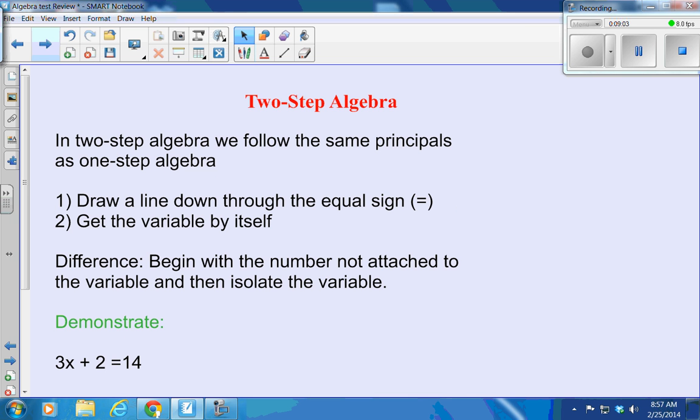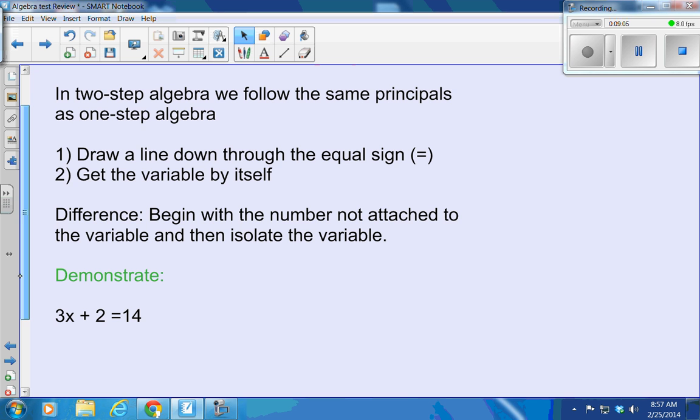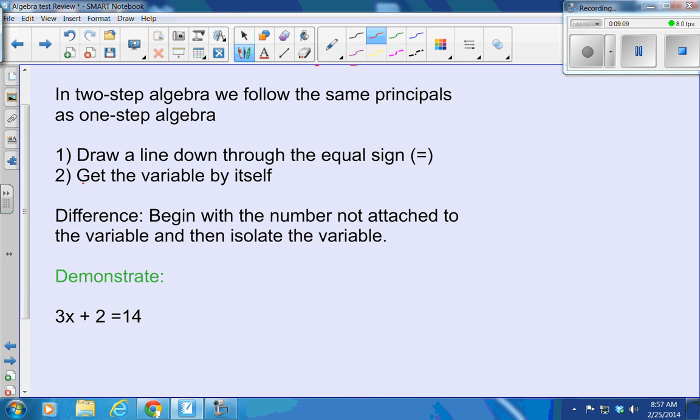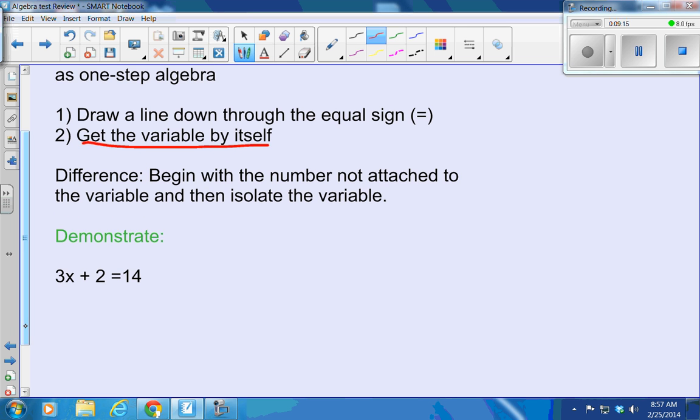For two-step algebra, again, draw your line, and then get the variable by itself. All algebra, get the variable by itself. So the difference is that we start, you do inverse PEMDAS. So on my left side of the equation here, I have 3x plus 2. I have to get x by itself, so I have to get rid of the 3 and the 2.